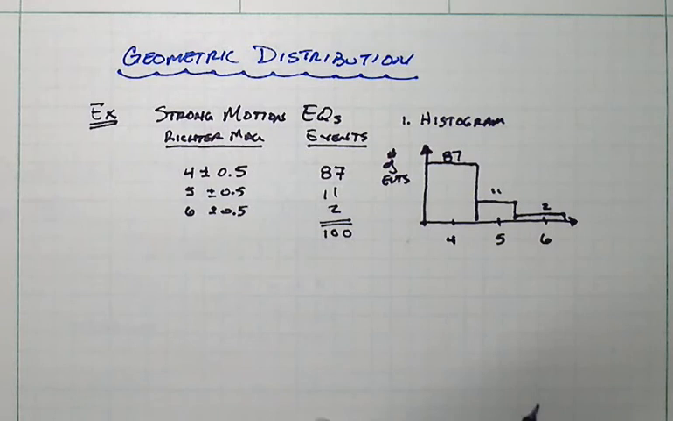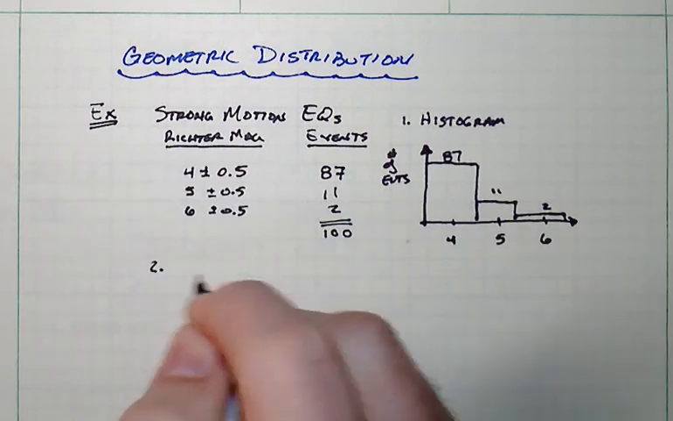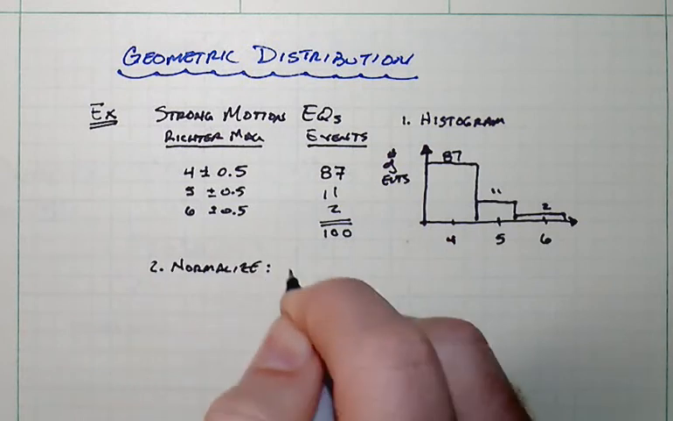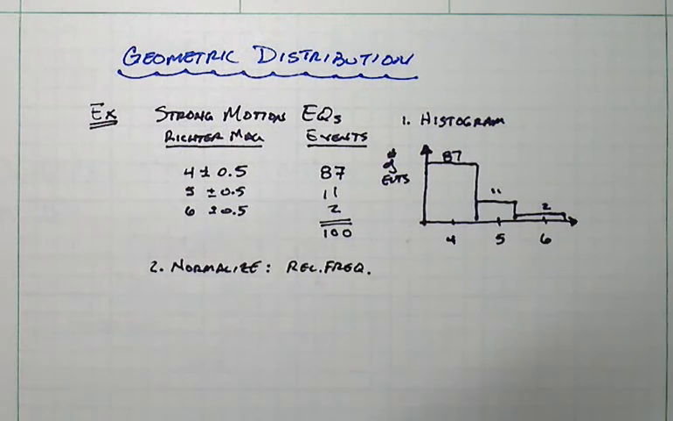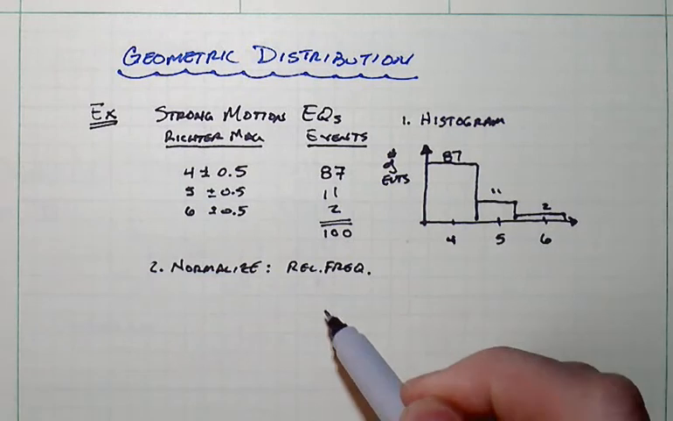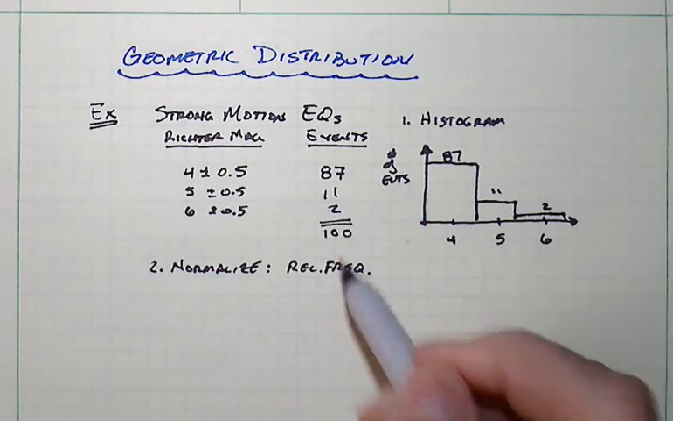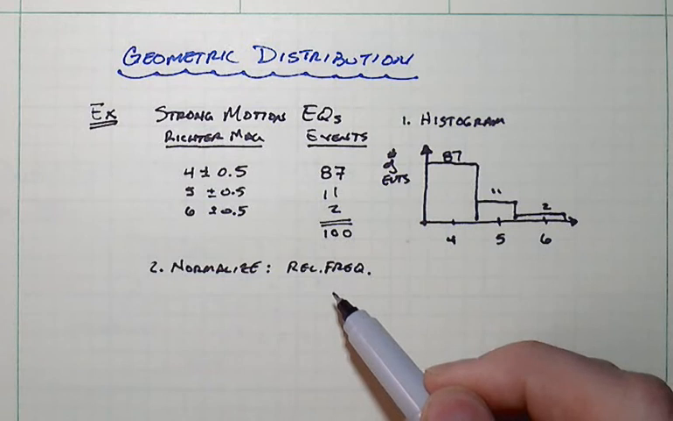Now, another very common thing that we might do as we're looking at this data is to normalize it. That is, let's look at relative frequencies. That's real easy in this case, right? Because we've got 87 out of 100, 11 out of 100, 2 out of 100. So we're already thinking in terms of, I don't care how many, I care about what the percent of these are, which is going to lead me at some point to start thinking about what's the percent chance that I might get a magnitude of a certain kind of level.